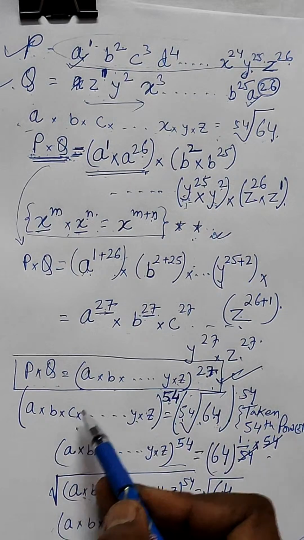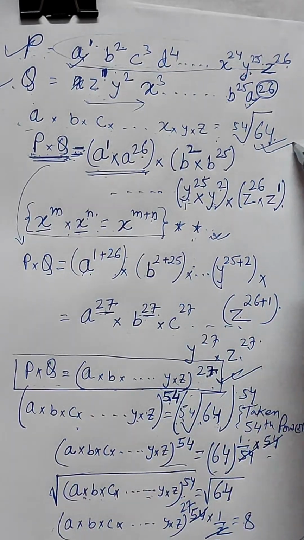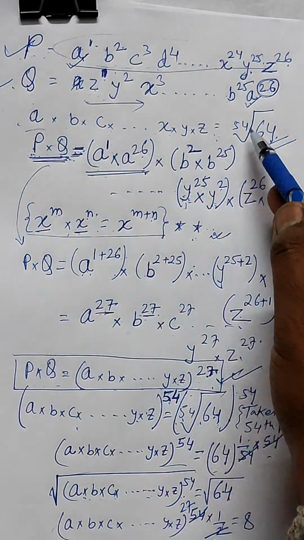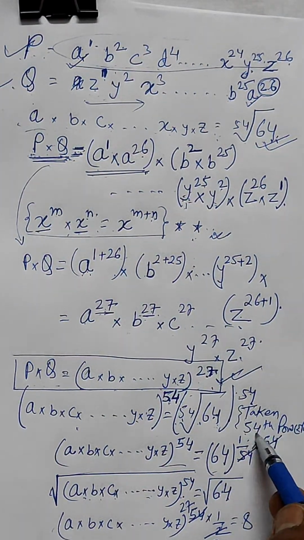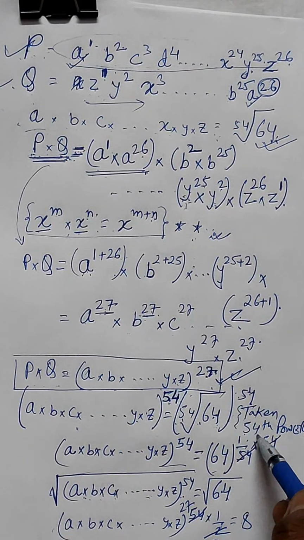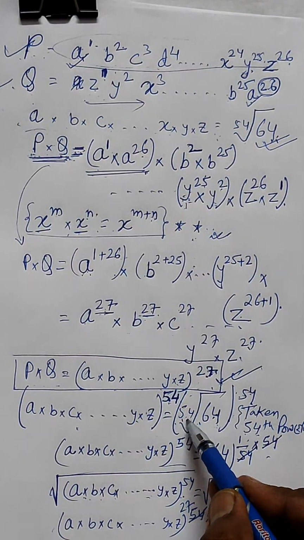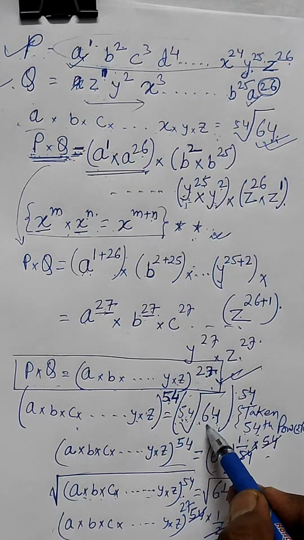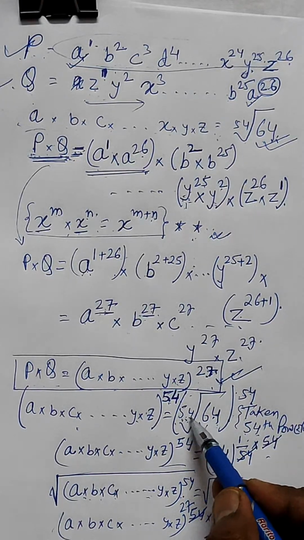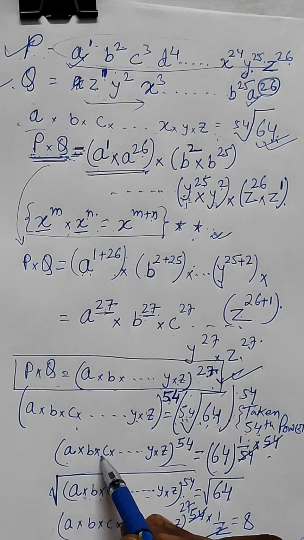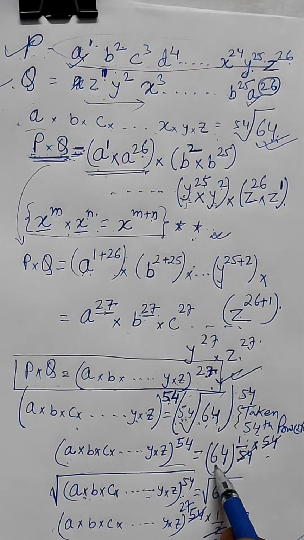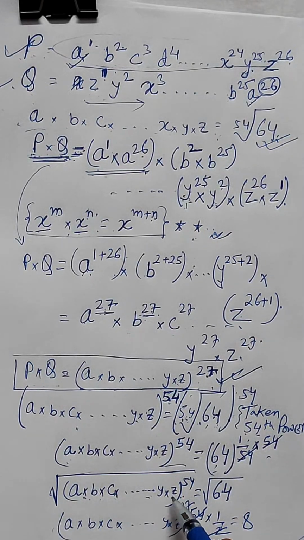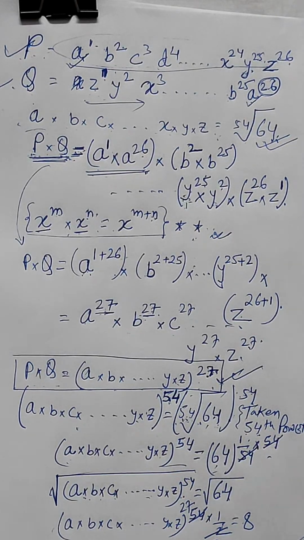Now the third condition given in the question is that the product of all the alphabets is 54th root of 64. So what we did, we have taken 54th power. So taking 54th power, remove the 54th root of 64, right? In this way, A, B, C all multiplied together power 54, we will be having the value of 64, and again after taking the square root, we will be having the value of 8, which is our answer, right?